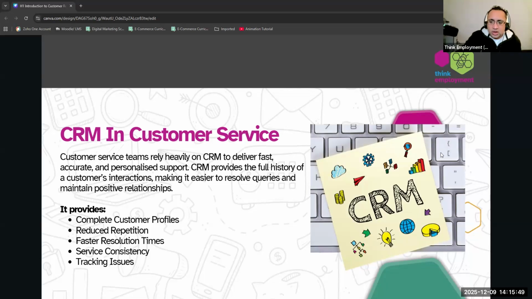So service consistency, very important. It ensures every customer receives the same high quality service, regardless of who handles the query. And also those calls are recorded and they're probably in the CRM, and then a manager, if there's an issue, a staff member was rude, they can pull the recording, hear how the call went and what was going wrong. So all of that monitoring is done as well.